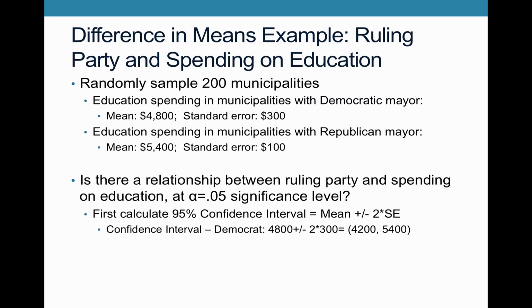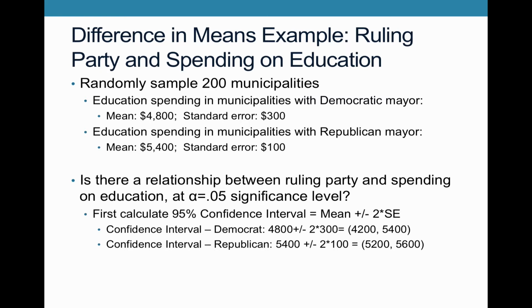And that means that in the population, we're 95% confident that the true population mean among Democratic-led municipalities is between $4,200 and $5,400 that is spent on education. Likewise, do the same thing for Republicans. So there, the mean is $5,400 plus or minus 2 times the standard error of 100. So there, it's between $5,200 and $5,600.